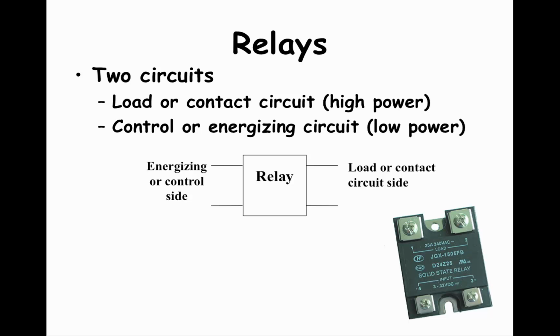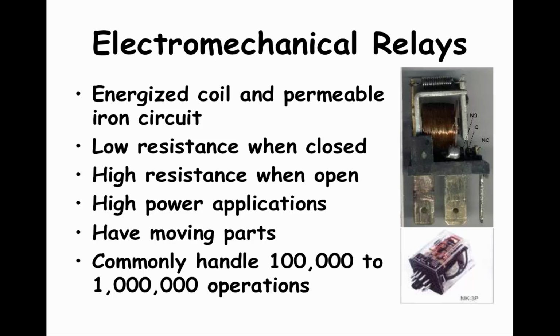The relay shown here is a solid-state relay. Solid-state relays do not have moving parts. This slide shows some electromechanical relays. The term electromechanical means that there are moving parts that are moved by the application of an energizing circuit. Electromechanical relays have a coil with a permeable iron core that, when energized, moves an armature that opens and closes a circuit.